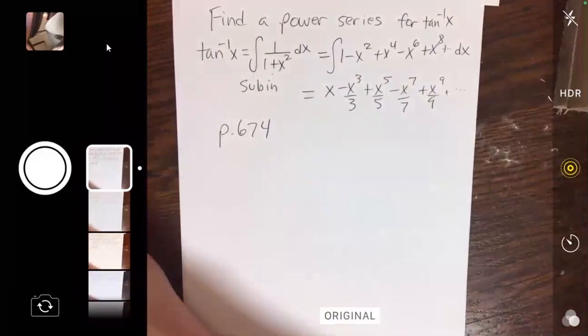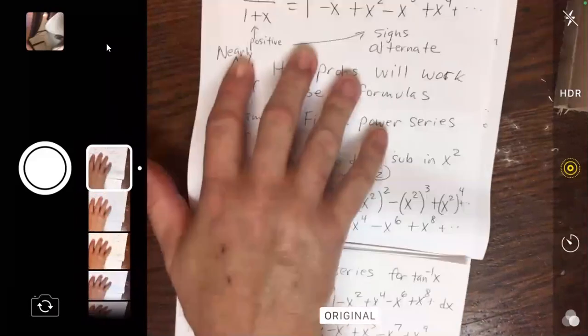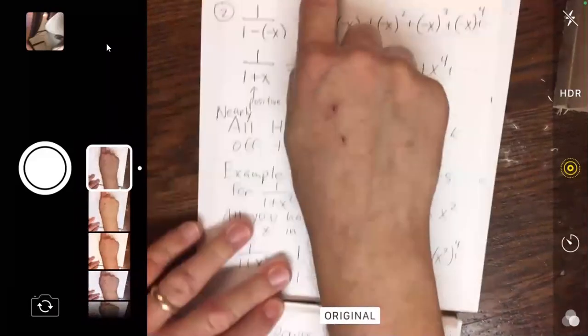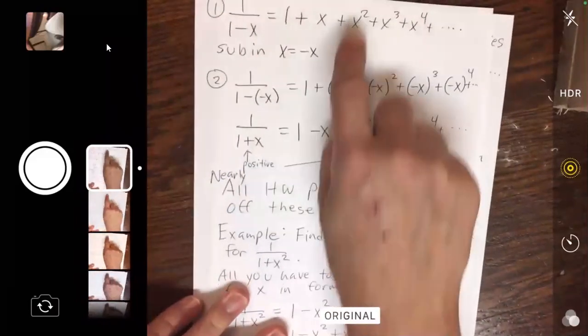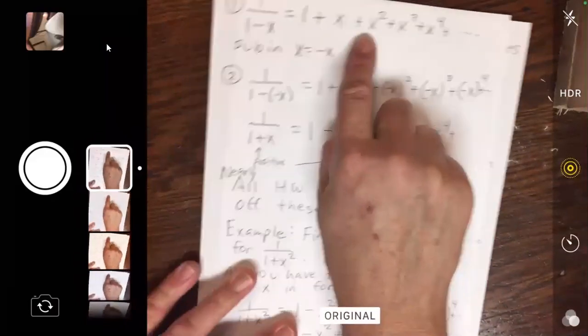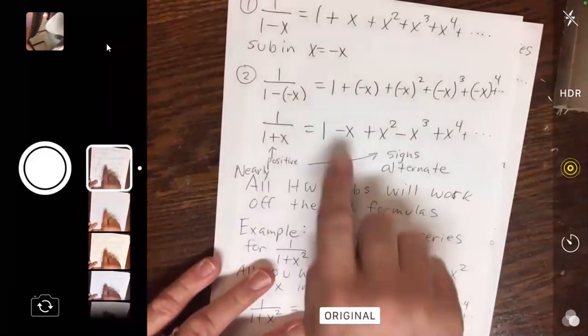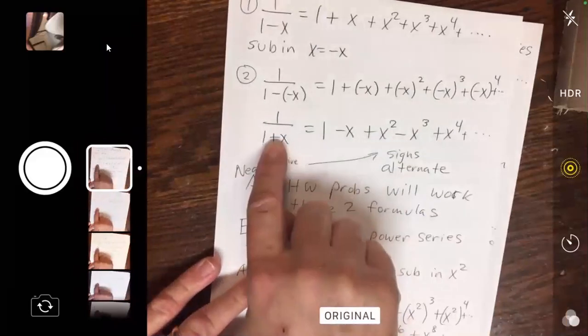That sounds good. It really is not hard. Again, you've got to know these two basic formulas. Pretty much for most of them, these two basic formulas. This one comes off the straight geometric, all positive signs if that's negative, and this one alternating signs if that's positive. Let's show you what they want you to do.